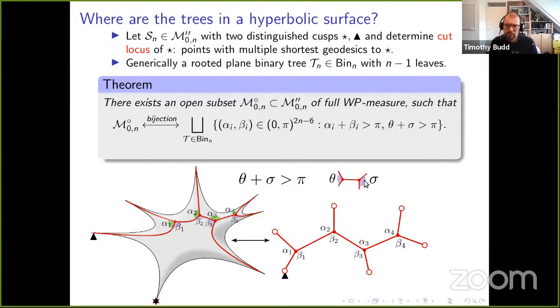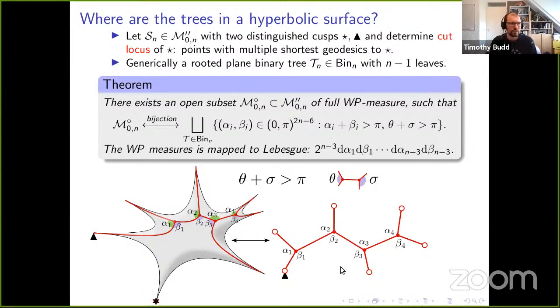Now, this tree bijection would not be useful if the Weil-Petersson measure were complicated in terms of the tree, but actually it's very simple, because the Weil-Petersson measure is just mapped to the Lebesgue measure on these angles, up to a power of 2.